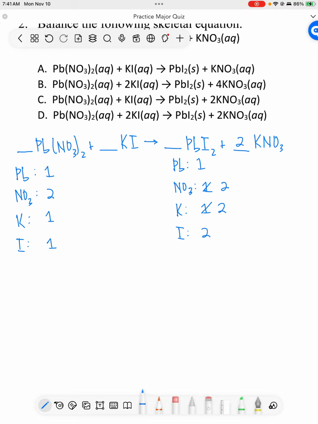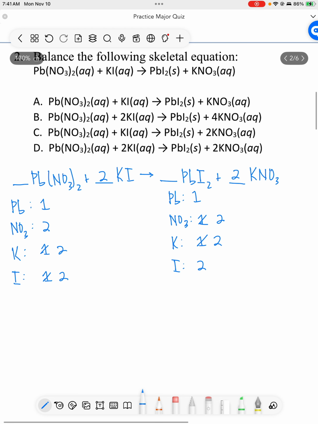All right, so now I have one lead. Great, I have two nitrates. Well, now I have two potassiums to 1, so I need to come over here and write a 2. And now let's check again. I have one lead, two nitrates, two potassiums, and two iodines. And that is a balanced equation.